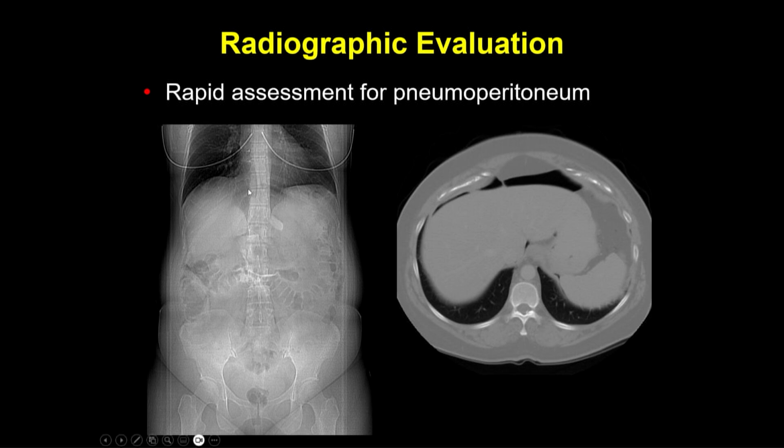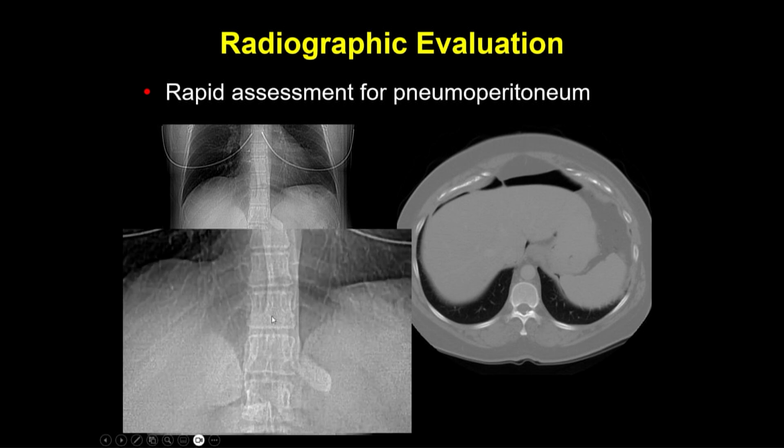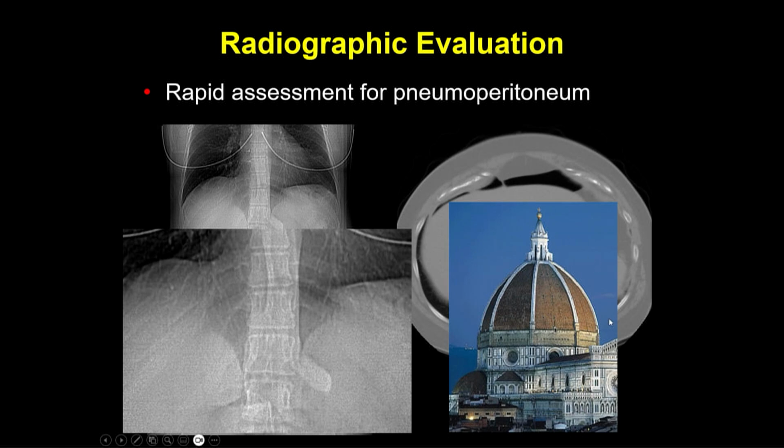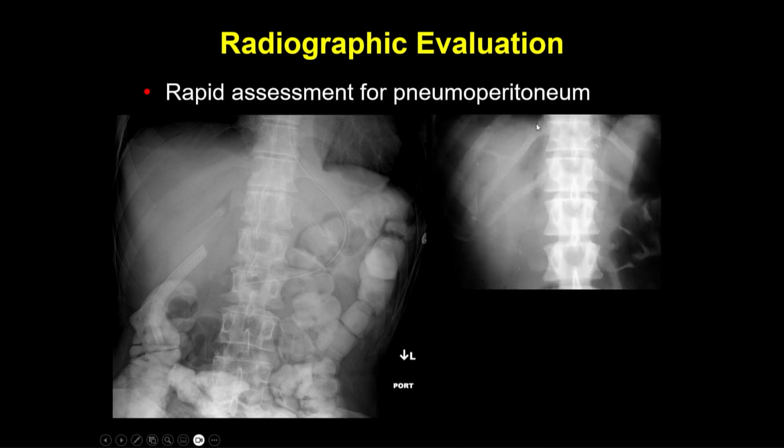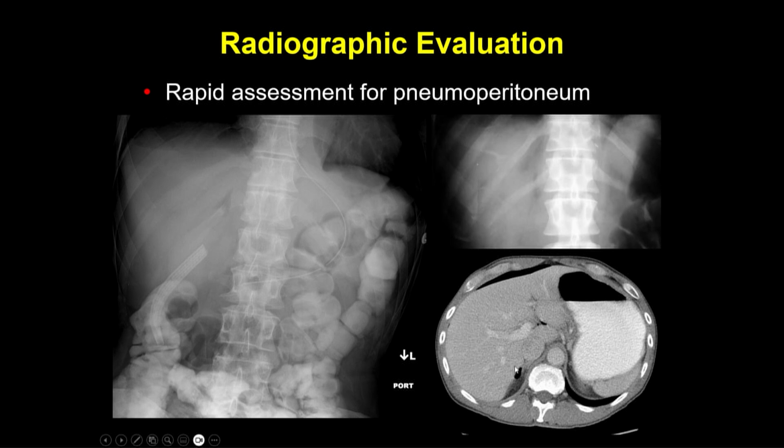Here's that central tendon, the continuous diaphragm sign. So people call it the cupola sign. This is the dome in Florence here. It kind of looks like a cupola, I guess, but it's because air is outlining that central tendon of the diaphragm. And then here's just looking at that gas in the hepatorenal fossa. So we're seeing gas in two different cases here, and it's located in that little recess between the liver and the kidney.